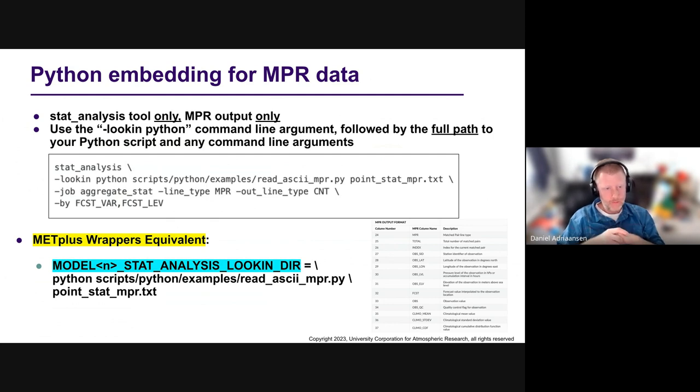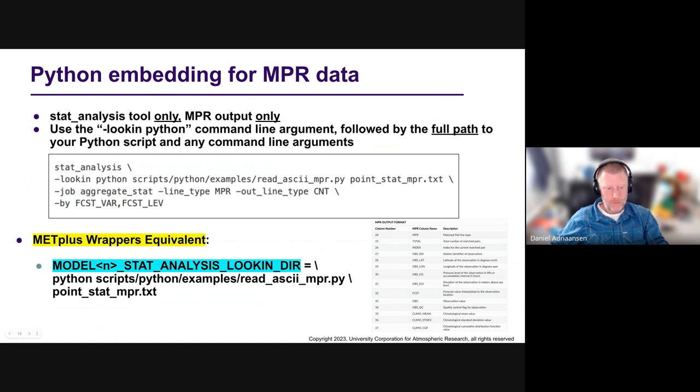The invocation of Python embedding here is via the command line switch -lookin, and we would provide Python there. And then following Python, you provide the full path. That should be the full path to your script and then any command line arguments that your Python script requires. And here I've just put the METplus wrappers equivalent configuration.